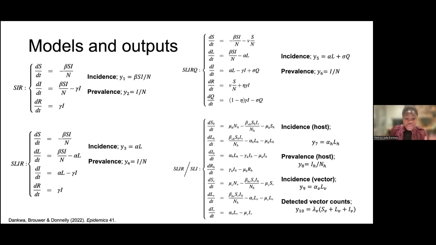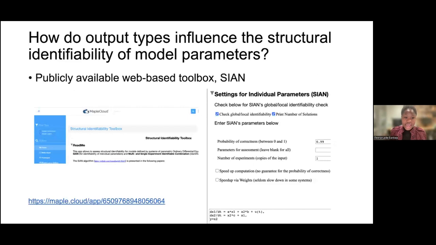So with this setup, we turn to CIAN. CIAN is a publicly available web-based toolbox for testing structural identifiability of parameters. So I'm going to stop here and just show how you can use CIAN to test the structural identifiability of your model. I'm going to stop sharing my screen and begin sharing another screen for CIAN.